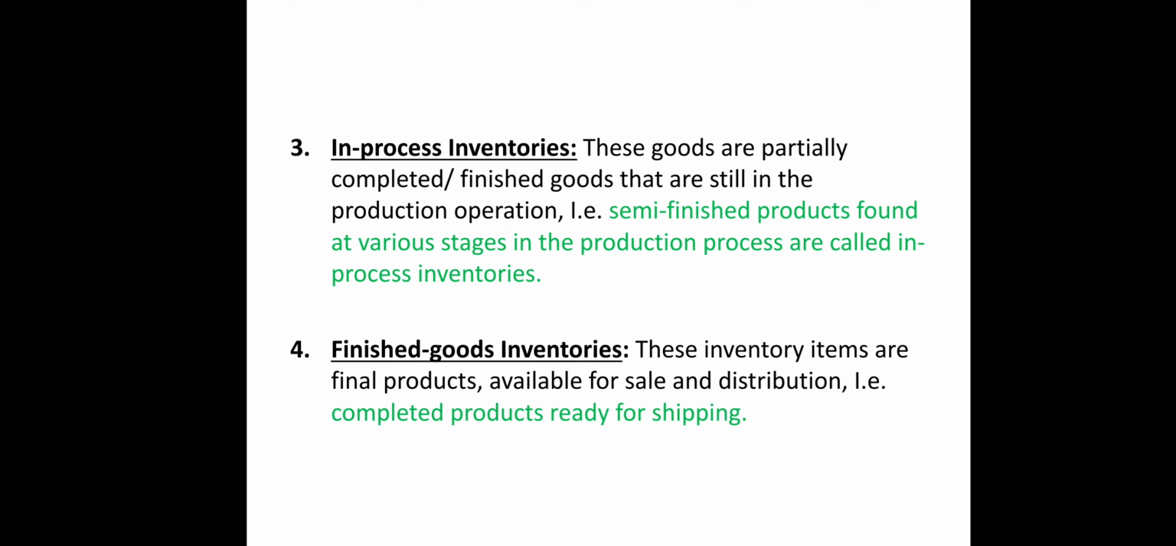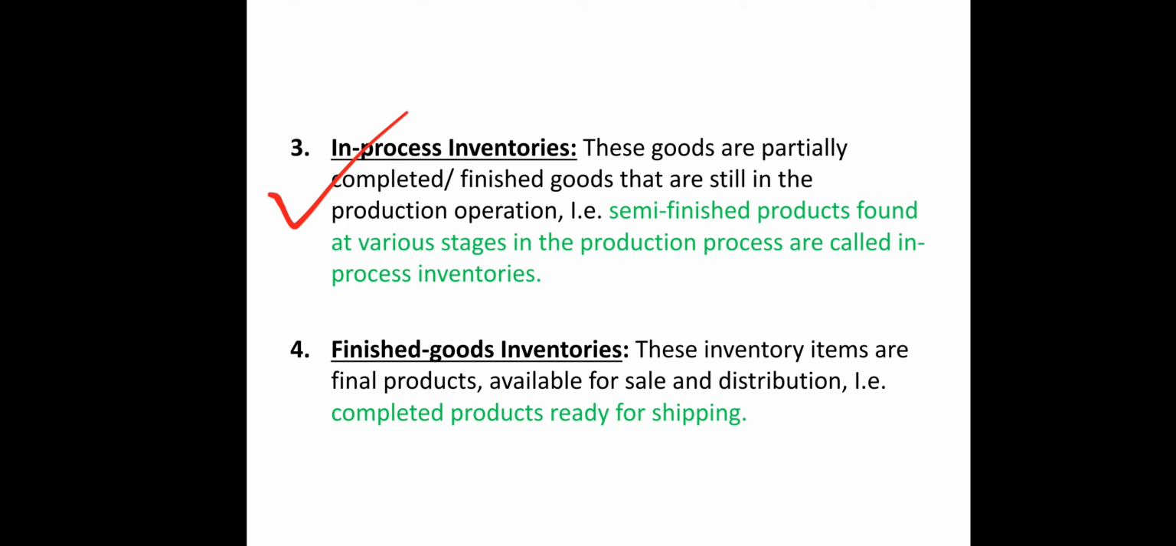Then in-process inventories. In-process inventories means these goods are partially completed. The company has partially completed the production process, and after some time that material will again go into the production process, and then we will get the final product or finished goods. So in-process inventory can also be known as semi-finished inventory. Semi-finished means half of the production process is completed, and that stock is awaiting to be finalized after going through some process. So this is what in-process inventories are.